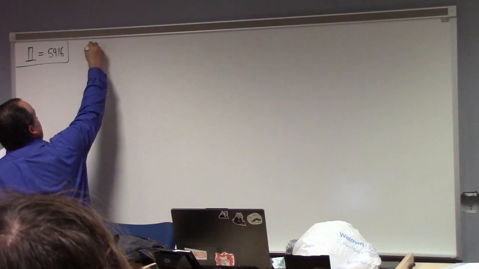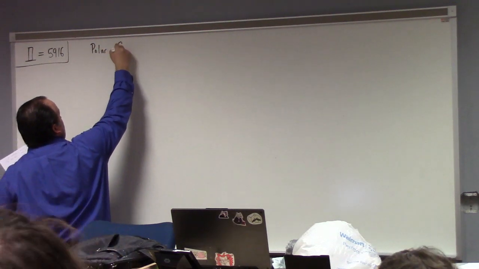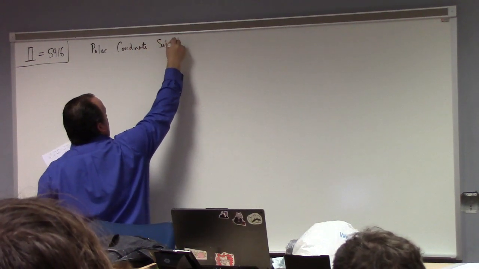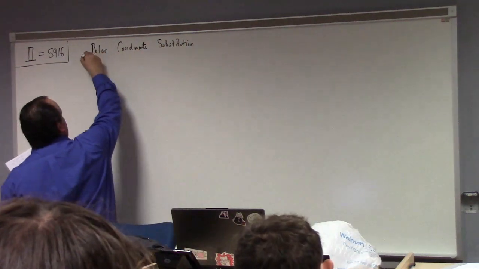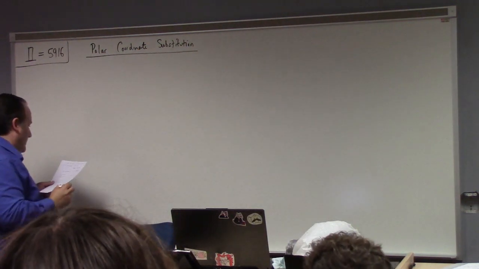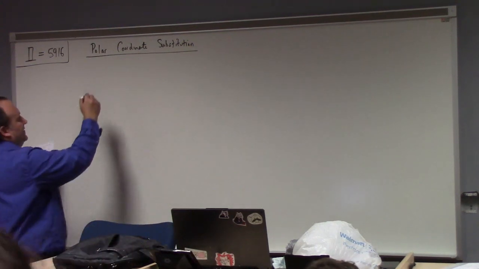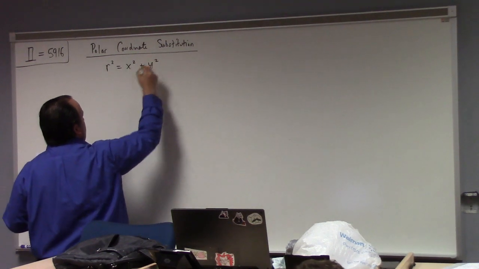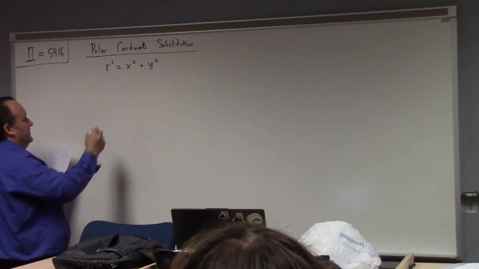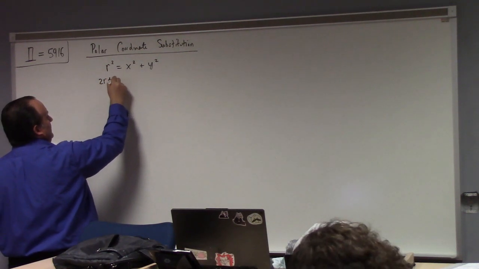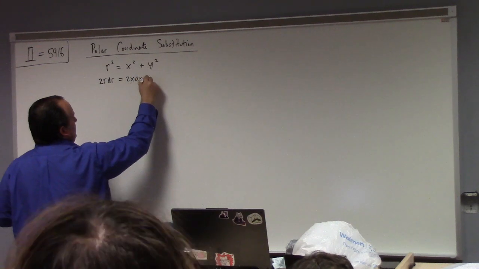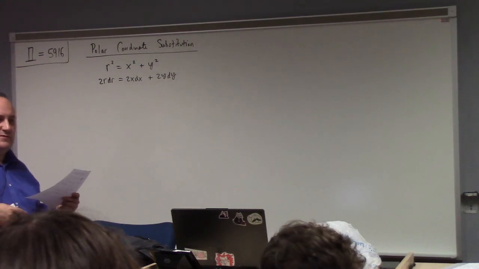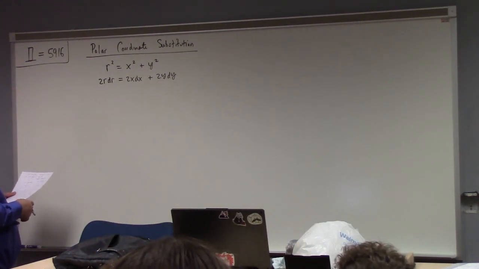So I want to talk just a minute about polar coordinate substitution. The essential point here is we have r squared is x squared plus y squared. So if you look at that, that gives us that 2r dr is equal to 2x dx plus 2y dy, right? So that's one thing we have. This is the relation between the differential of r and the differential of x and y.